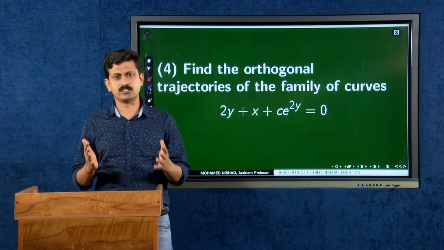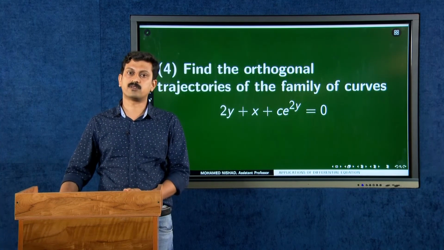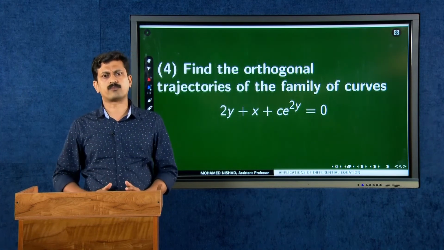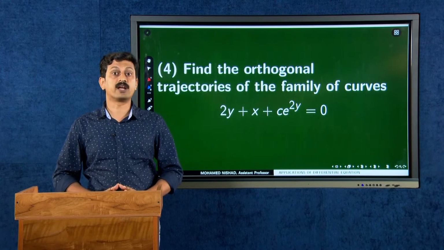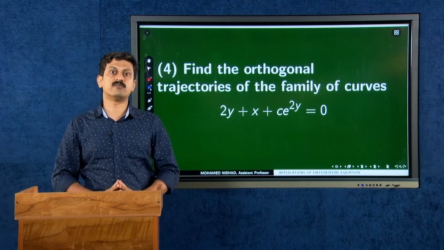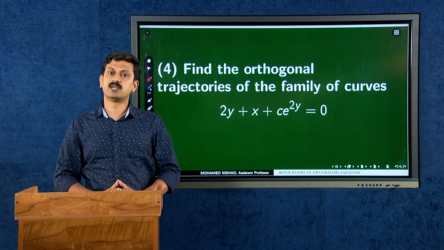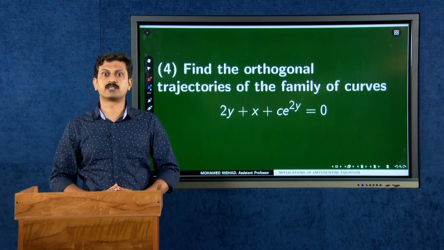So, my dear students, this is a very interesting and nice application of the first order differential equation. You may try to solve more and more problems. Definitely you will be motivated by the differential equation. It has very vast application in many areas of applied mathematics, physics, engineering, and even in medical science also.